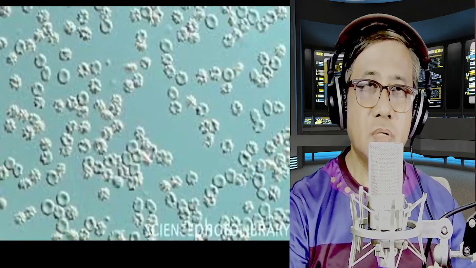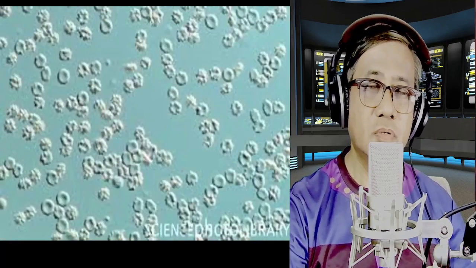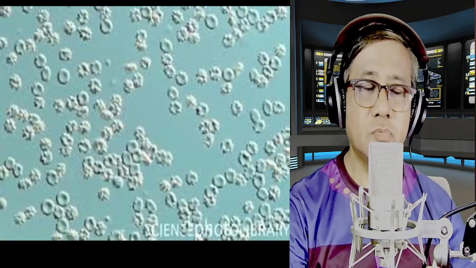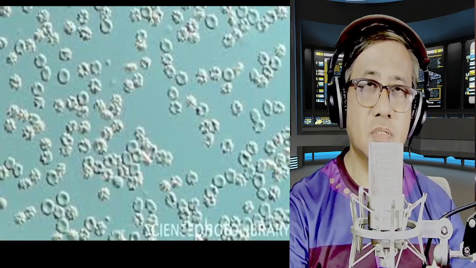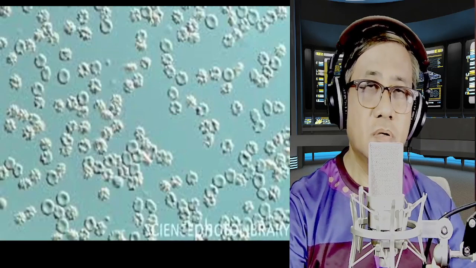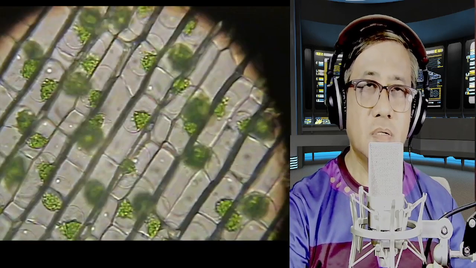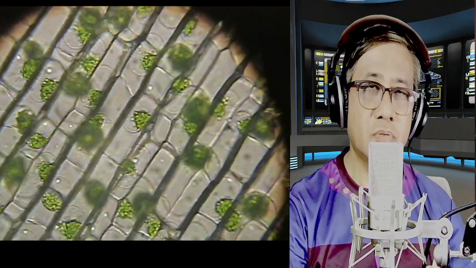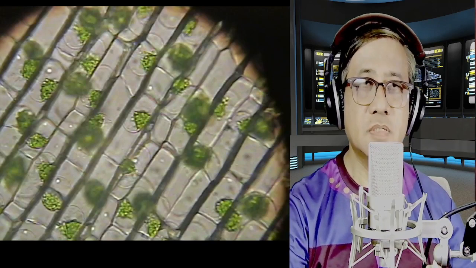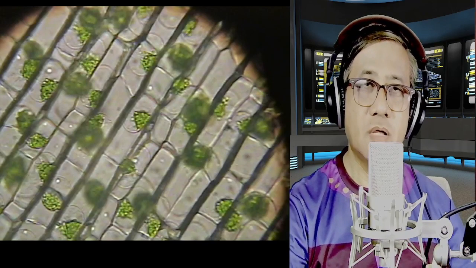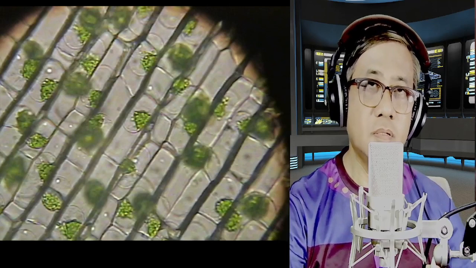Alright class, so here are blood cells immersed in a hypertonic solution. So we can see here the plasmolysis or the crenation of the cell. Alright, so here are plant cells immersed in a hypertonic solution. The vacuole collapses, the cytoplasm collapses, but the cell wall remains intact.